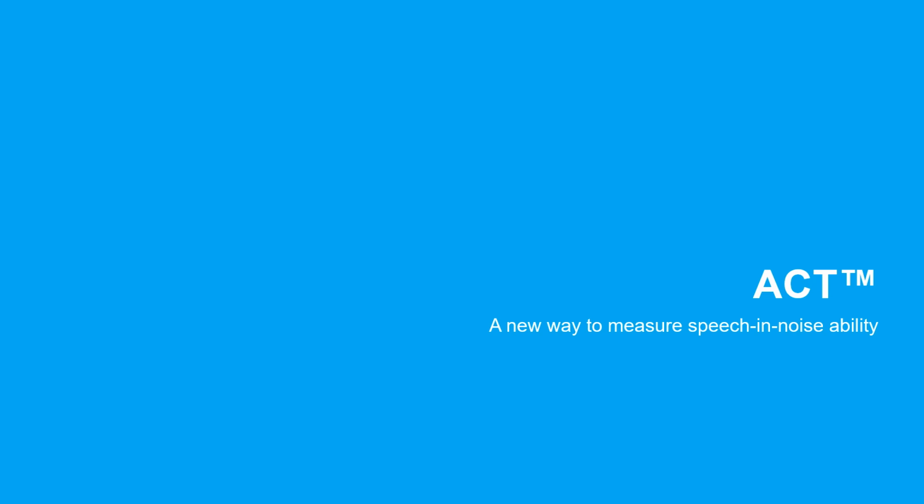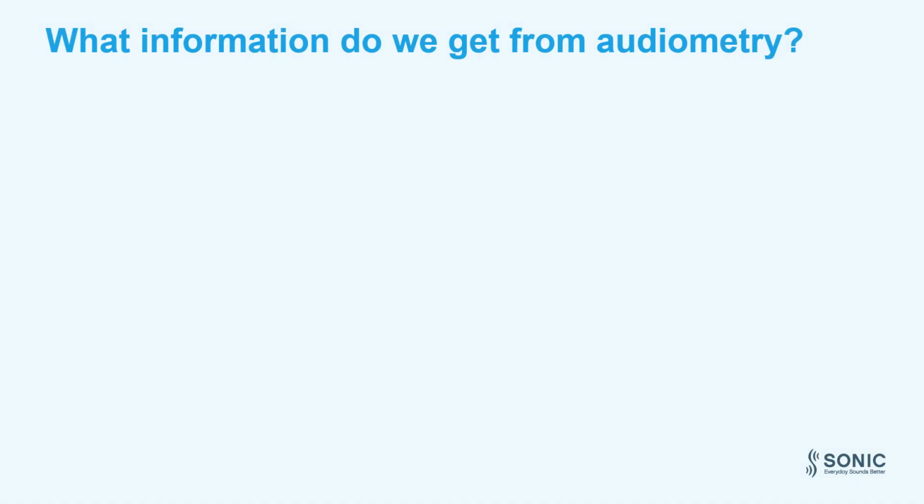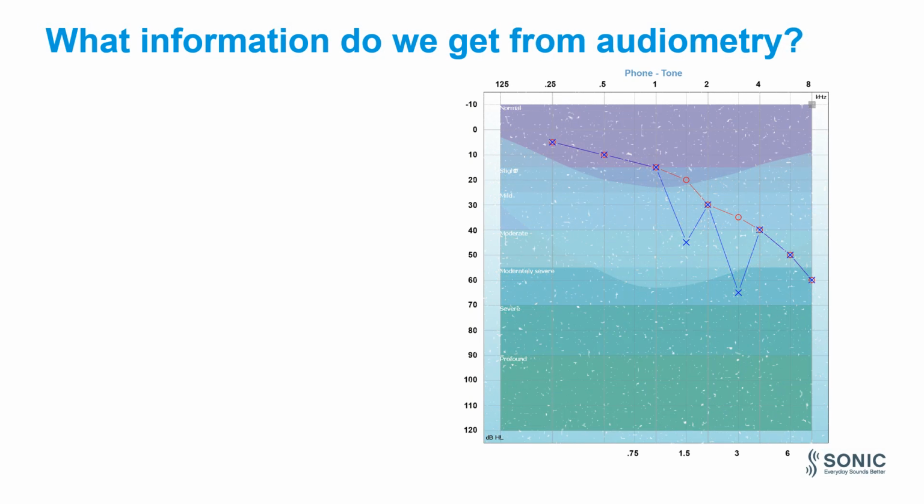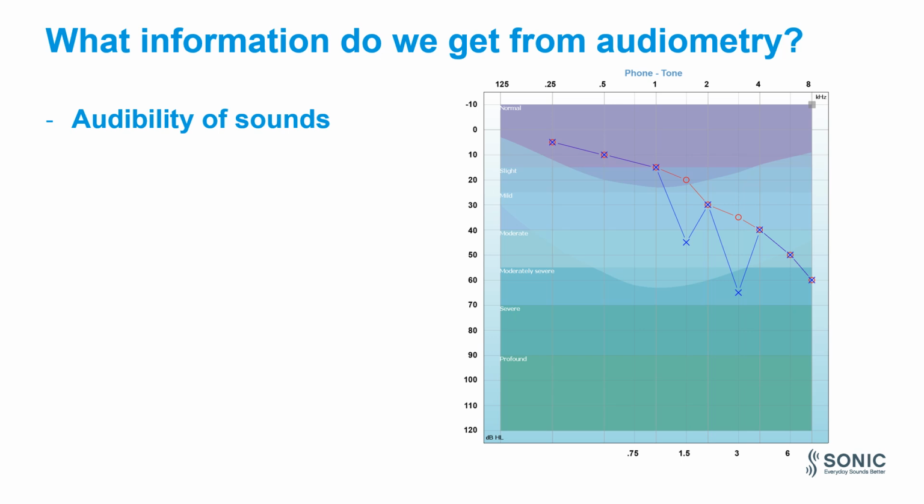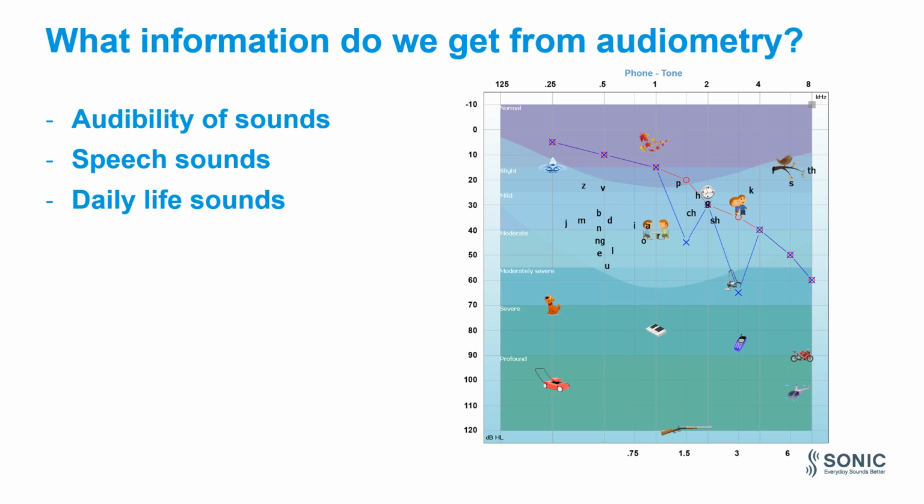Now let's move on and talk about ACT, which provides a new way to measure a person's speech and noise ability. Anyone knows what this is? I believe 99.9% of you know. So basically, it's an audiogram, and this is a graph showing how well a person can hear. It tells us which sounds are audible, including speech sounds and also daily life sounds from our environments.